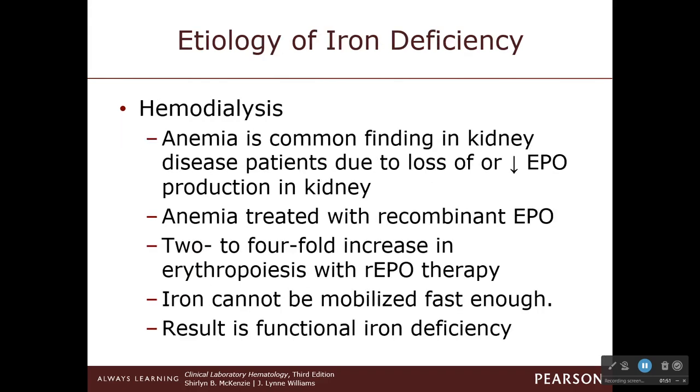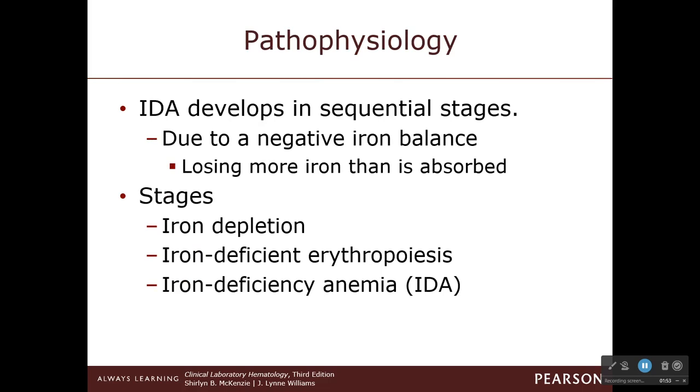We talked about malabsorption. We talked about hemodialysis. So that leads us up to pathophysiology, which basically means what is causing diseases and the disease itself. IDA develops in sequential stages. There are 3 stages that we're going to talk about. The reason it develops in sequential stages is because it is a negative iron balance, a negative feedback system. You begin losing more iron than you can absorb, and so therefore, you end up having it.